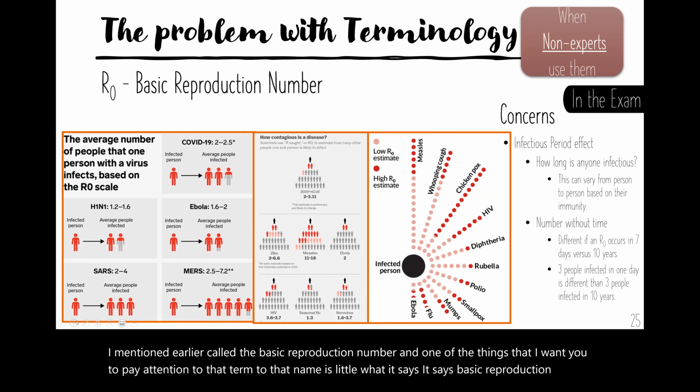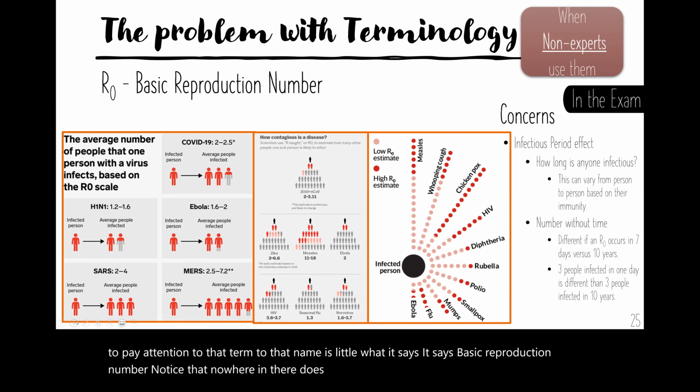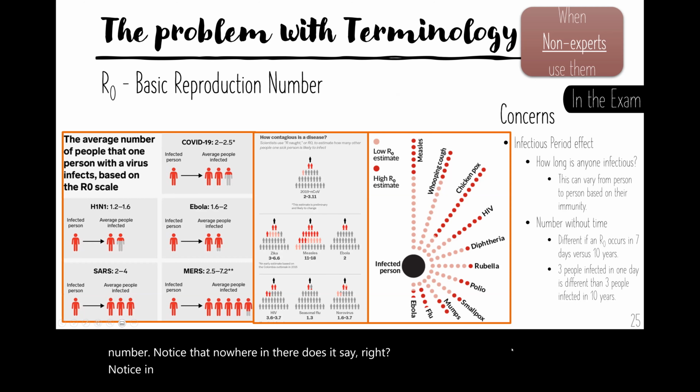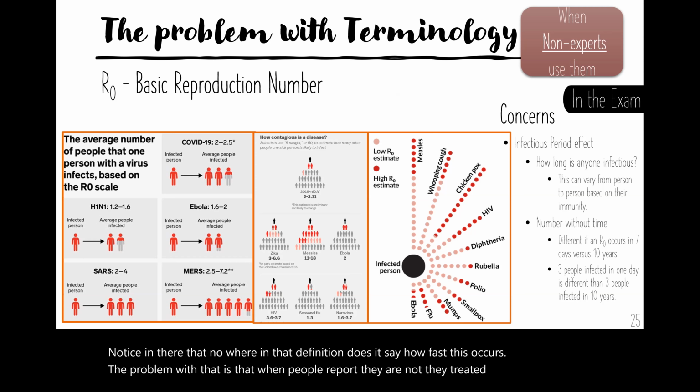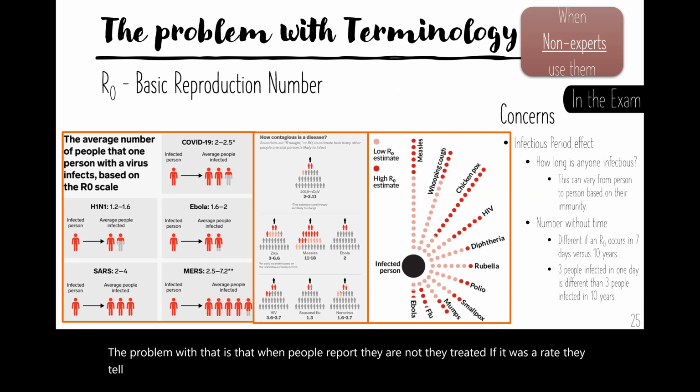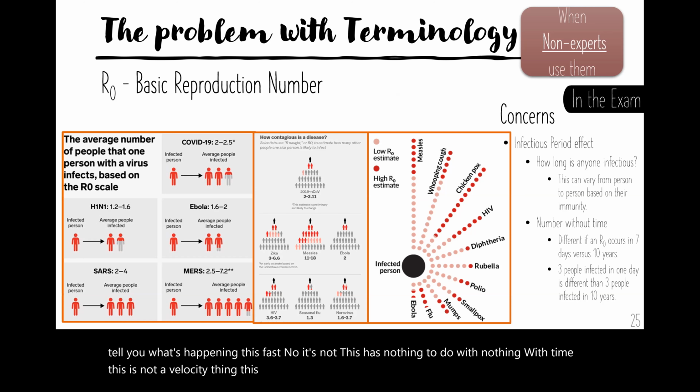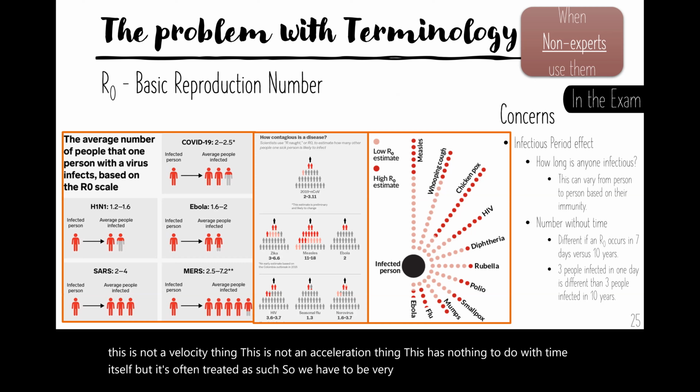Notice that nowhere in there does it say rate. Notice in there that nowhere in that definition does it say how fast this occurs. The problem with it is that when people report the R naught, they treat it as if it was a rate. They tell you, oh, well, it's happening this fast. No, it's not. This has nothing to do with time. Okay, this is not a velocity thing. This is not an acceleration thing. This has nothing to do with time itself, but it's often treated as such. So we have to be very careful when we look at that.